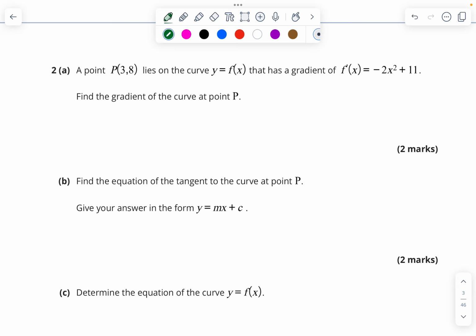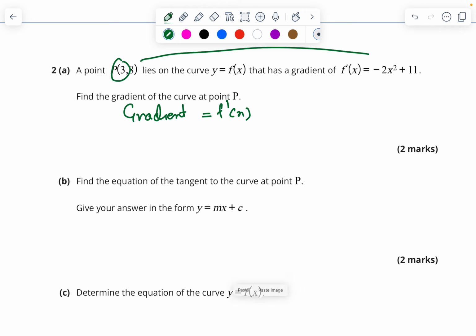Now coming to question number 2. A point (3, 8) lies on the curve. Again find the gradient. Gradient means nothing but f prime x at this point, 3. So plug in 3 over here. So it is minus 2 times 3 squared plus 11, which is going to be negative 18 plus 11, which is going to be negative 7.